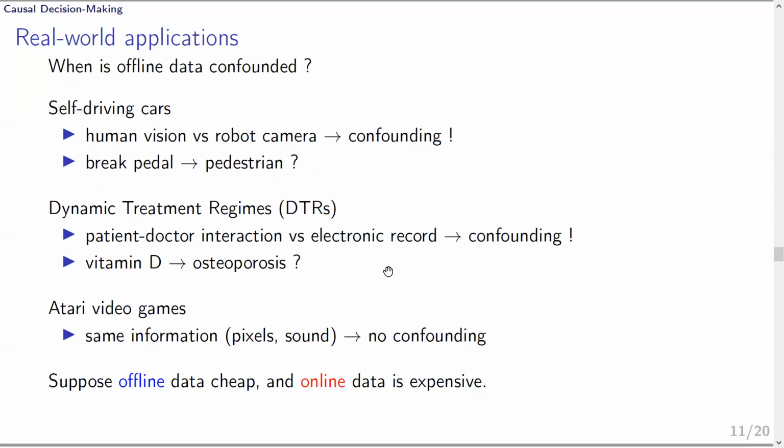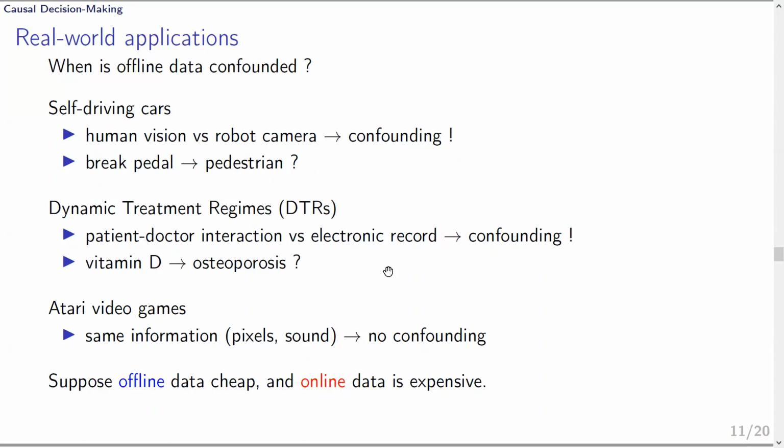And yeah, the point is, at least in those two cases, offline data is cheap. You can collect data from human drivers, from doctors, but online data is expensive. It's hard to get your agent to drive a car and hit a building or whatever. It's just too expensive.